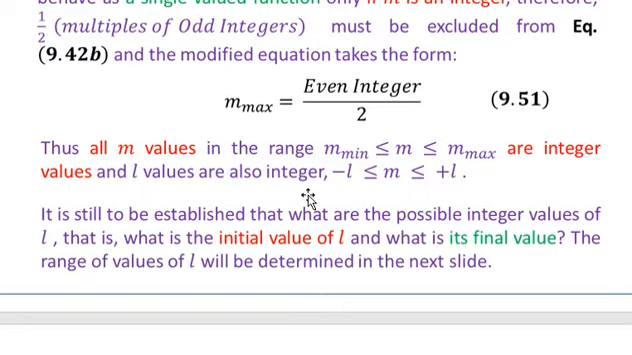Then of course we can also write that M is greater than or equal to minus L and less than or equal to plus L, and the L values are also integer values. So M values are integer values, L values are also integer values. It is still to be established what the possible integer values of L are, that is, what is the initial value of L and what is its final value. This is still to be determined. The range of values of L will be determined in the next slide.